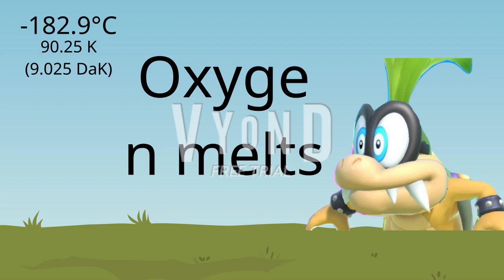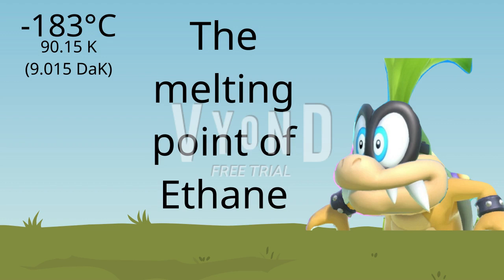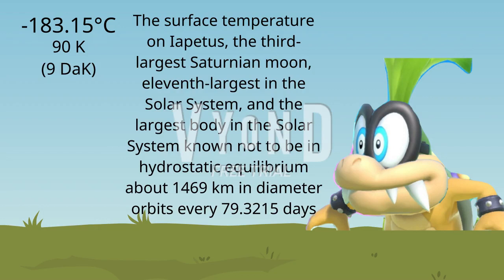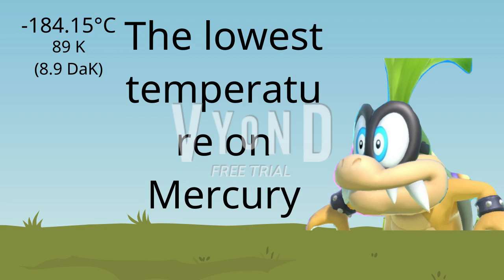That's 90.25 Kelvin. The melting point of ethane, a compound containing 2 carbon and 4 hydrogen atoms, is -183 degrees Celsius, or 9.015 decakelvins. That's 90.15 Kelvin. The surface temperature on Iapetus, the third largest Saturnian moon, 11th largest in the solar system, and the largest body in the solar system known not to be in hydrostatic equilibrium, about 1,469 kilometers in diameter, orbits every 79.3215 days, is -183.15 degrees Celsius, or 9 decakelvins. That's 90 Kelvin. The lowest temperature on Mercury is -184.15 degrees Celsius, or 8.9 decakelvins.